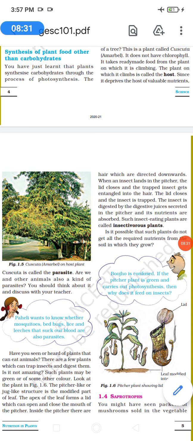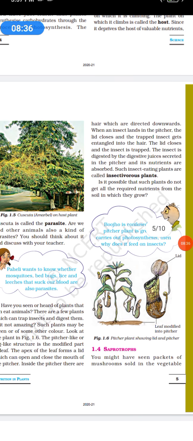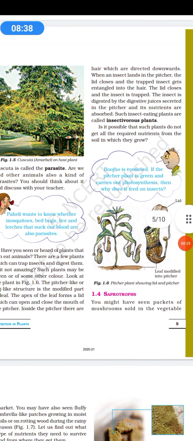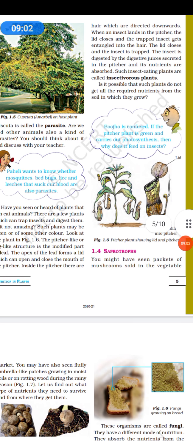For example, cuscuta. Then we have insectivorous plants. Insectivorous plants are those plants which feed on insects. They have hairy structures on their lid, and whenever the insect sits on the lid, it will close, and the insect is digested by the digestive juices which are secreted in these insectivorous plants. Like the pitcher plant, we have the Venus flytrap, bladderworts, etc.